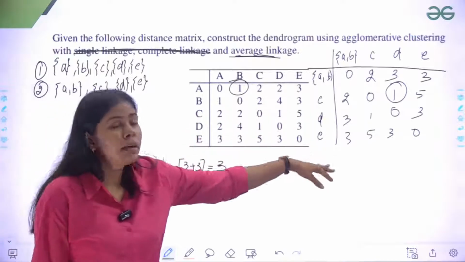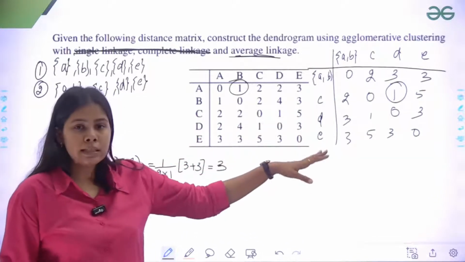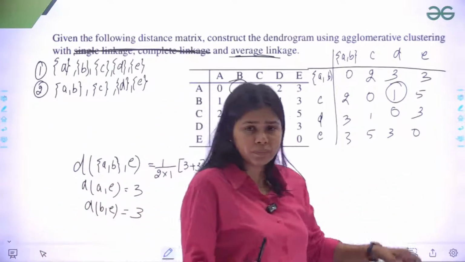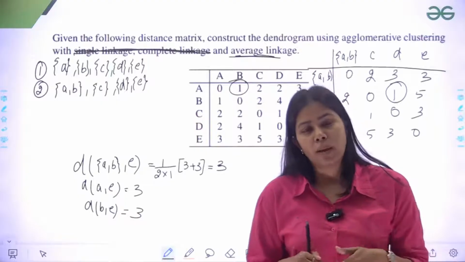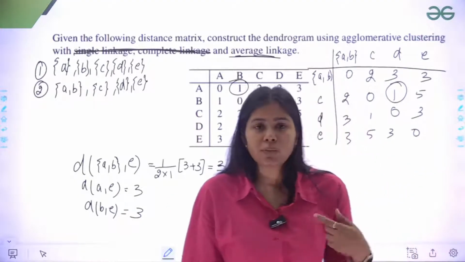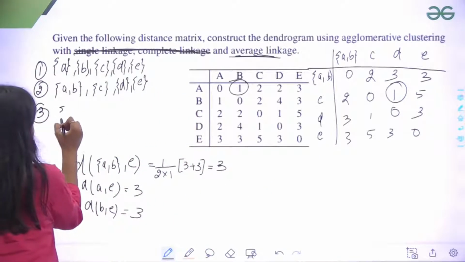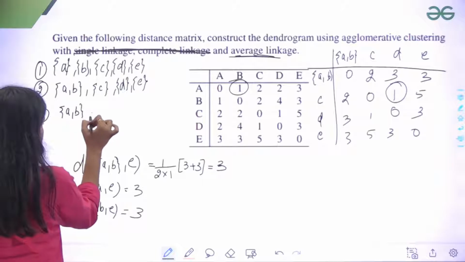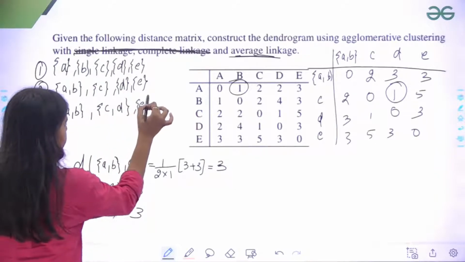Here we get that C and D are going to combine, but that is not the case in general. In general it does not happen that every time this gets combined, because we are working on average clustering. Right now, what would I do? I'll combine A comma B with C comma D, and then I'll have E.